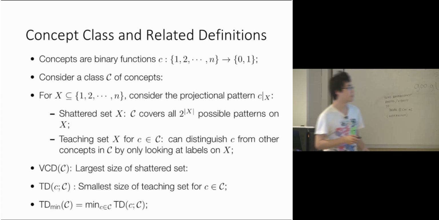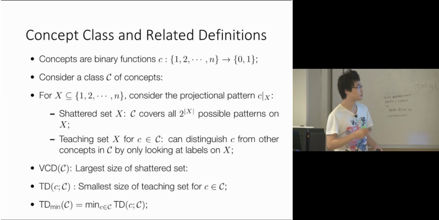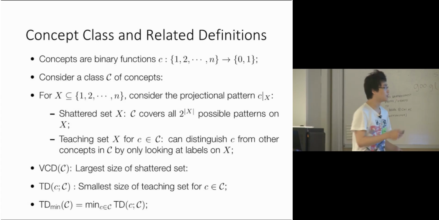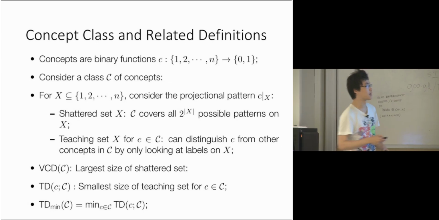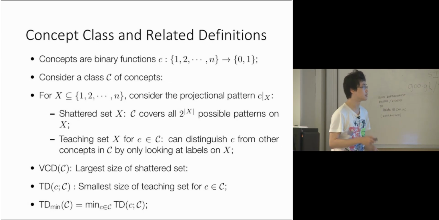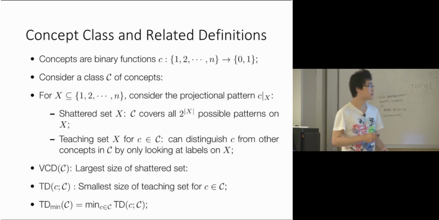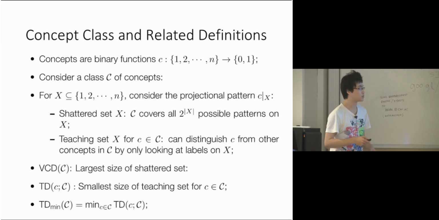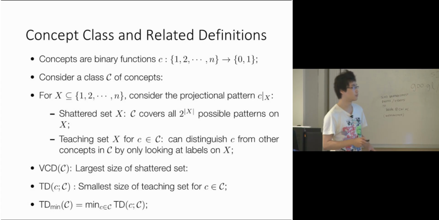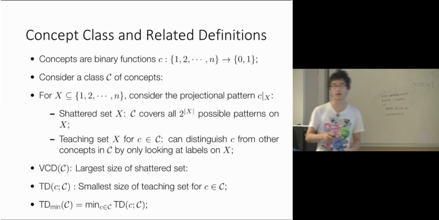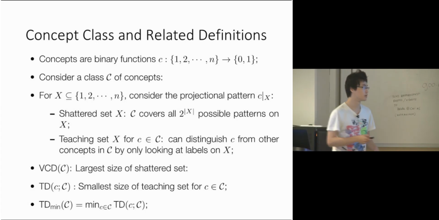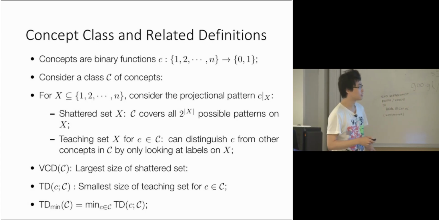For some subsets we call them shattered sets, if the concept class covers all 2 to the size of X possible patterns on this subset. And for some subsets we call it a teaching set for a certain concept, which means that we can distinguish the concept only by looking at the labels on this subset.